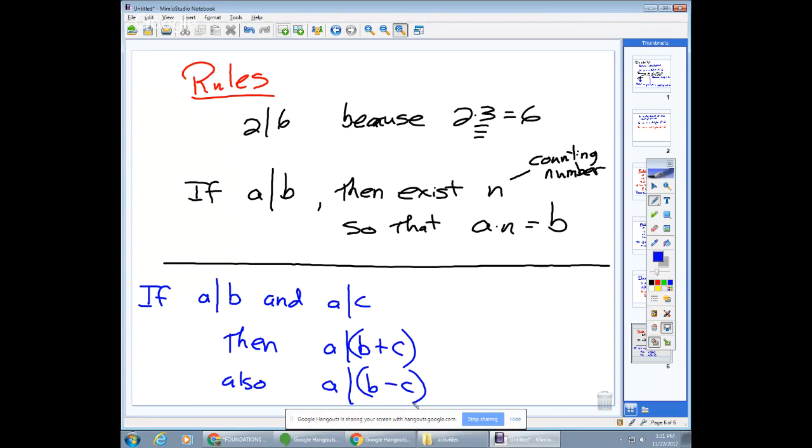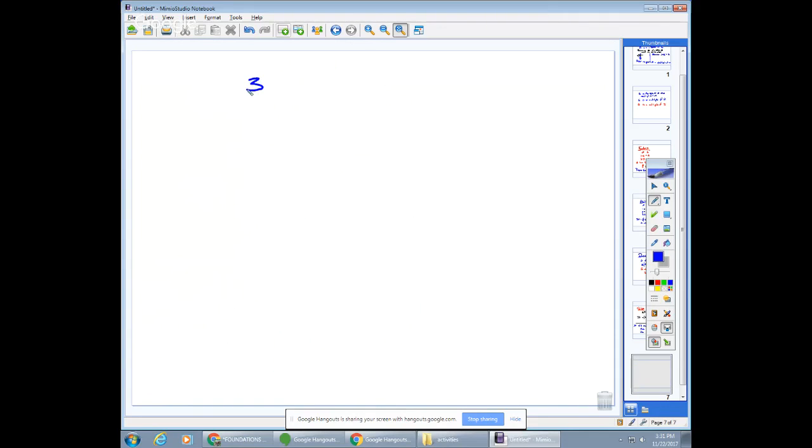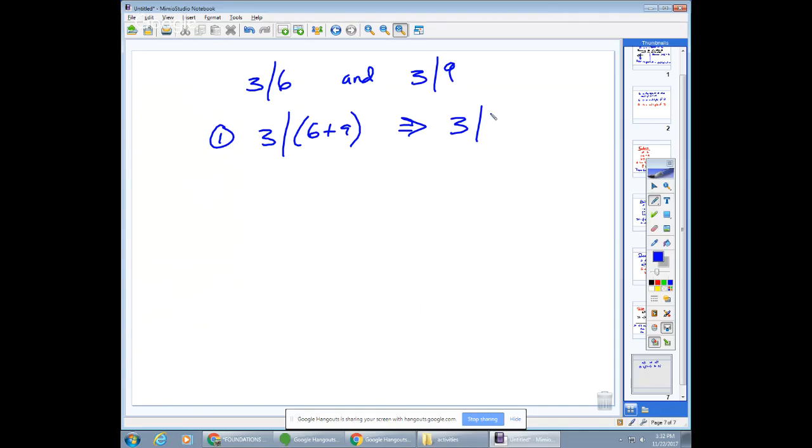So we'll just pick some examples. Let's pick a new value for A. Let's say it's going to be 3. So we know 3 divides 6, and we know, say, 3 divides 9. So my rule says then 3 should divide 6 plus 9. Okay. Well, 6 and 9 is 15. Is this a true statement that 3 divides 15?